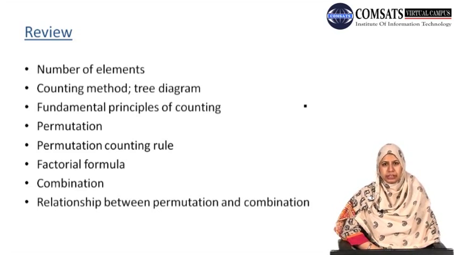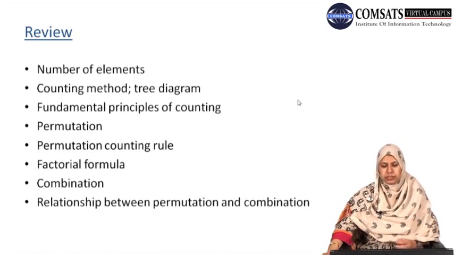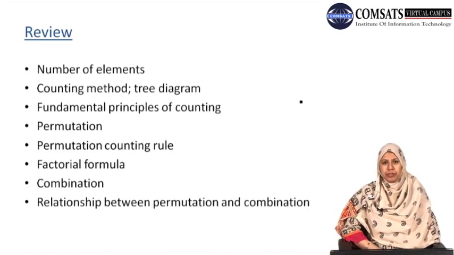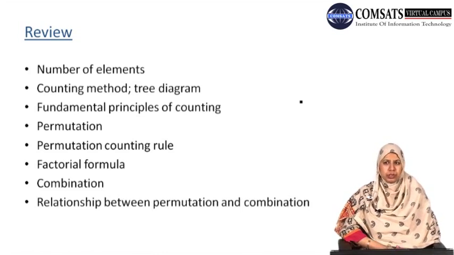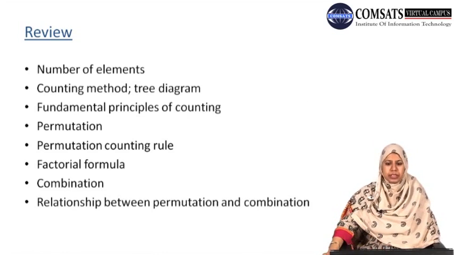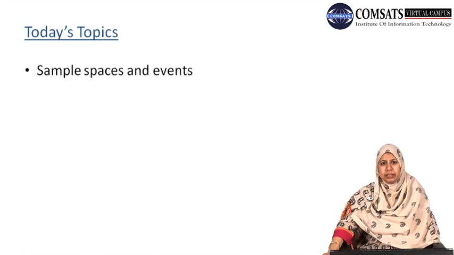After this we have also seen the combination of items or combination of objects, that is the number of possible outcomes when order does not matter, and the relationship between the permutation and combination. Using this relationship we have defined the formula for the combination, and we have seen some examples where what type of operation of combination should be used, that is either we have to use the product of combinations or the sum of combinations. Today we will study about sample space and events.